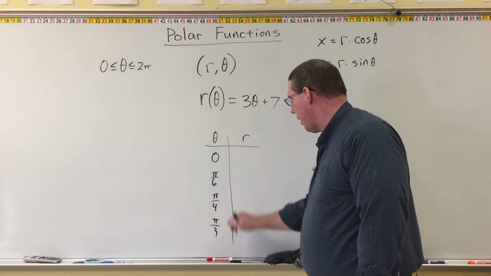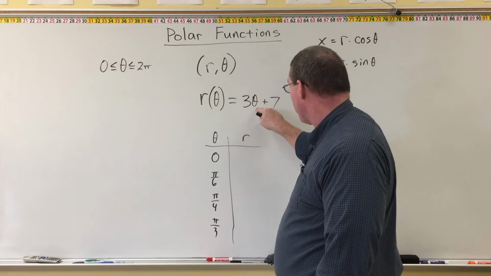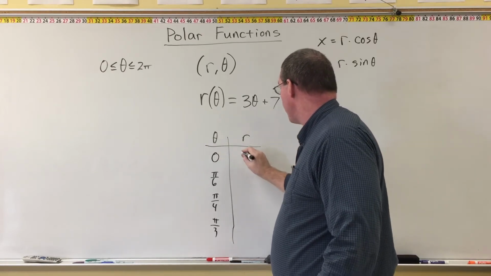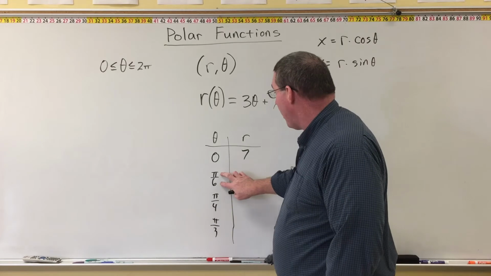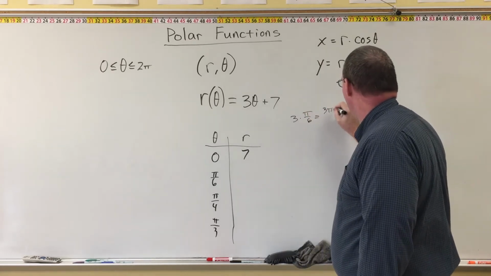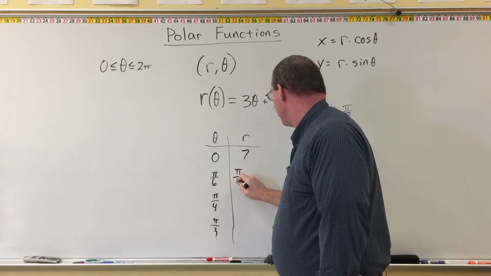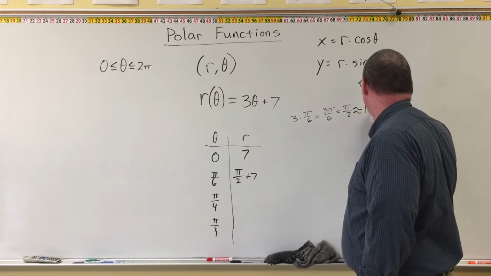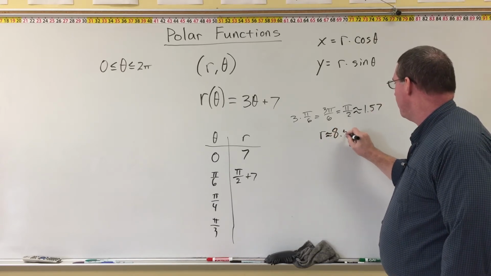Okay? So let's say we did put them in as 0, pi over 6, pi over 4, and pi over 3. What we would then do is simply plug these thetas in for theta, and calculate the expression to get the radius, okay? So if we put a 0 in, 3 times 0 is 0, plus 7 is 7. So when the theta angle is 0, the radius is 7. When the theta angle is pi over 6, well, 3 times pi over 6 is 3 pi over 6, which is actually pi over 2, plus 7, okay? So pi over 2 plus 7 would be our radius. Now, pi over 2 is about 1.57, so if you add 7 to this, our radius would be approximately 8.57, okay?